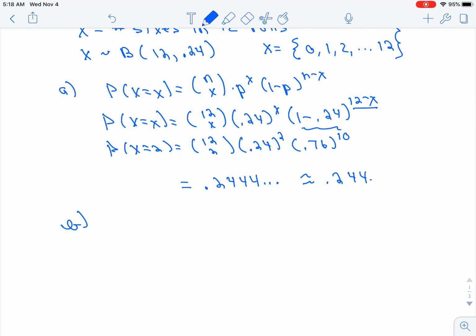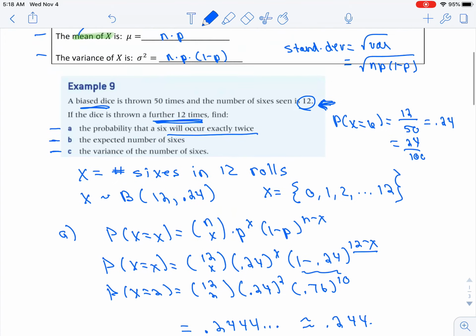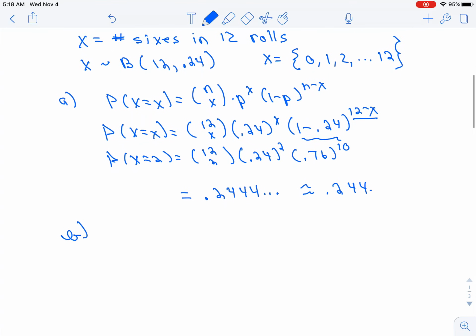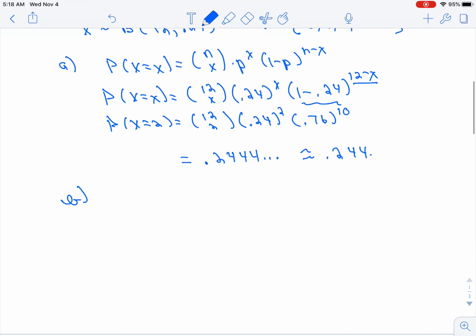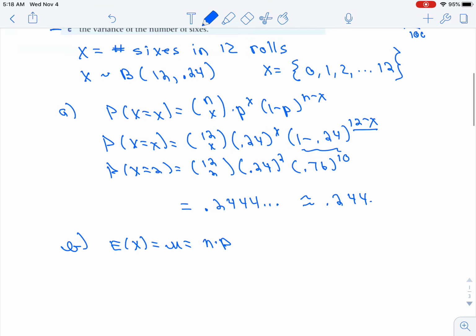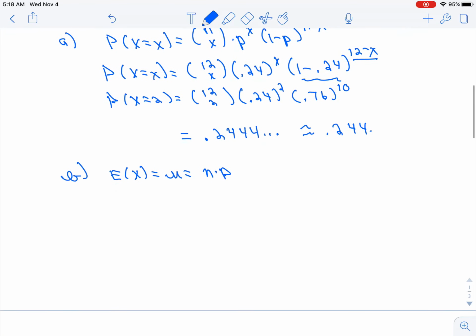All right, for B then, they want the expected number of sixes. So remember that the expected number of sixes, and you could write it as expected value of X, or you could write it as mu, is simply equal to n times p. So our n was 12, our p was 0.24, so that's going to be 12 times 0.24, and that one turns out to be 2.88 when you round that. And again, I'll let you check that with your calculator.